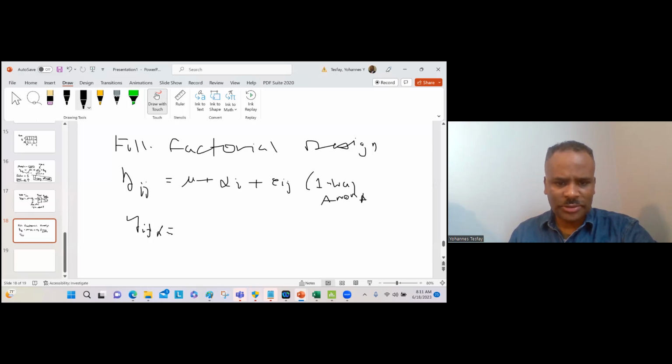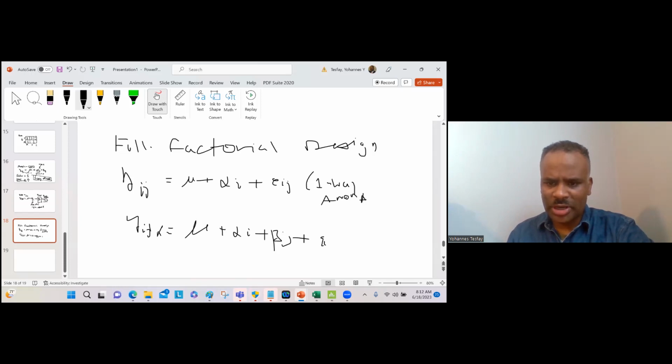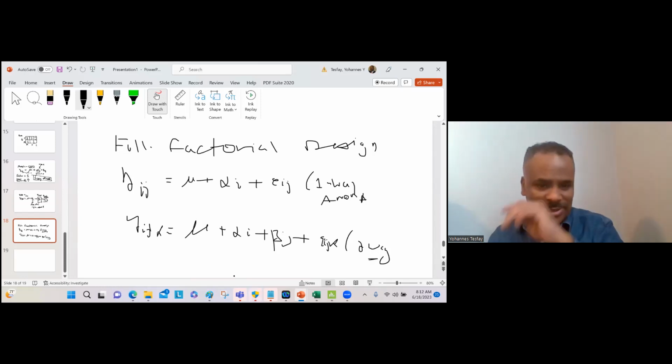Y I J K equal to mu plus alpha I plus beta J plus error I J K. This is two-way ANOVA. Two-way ANOVA. And so forth like that, okay?